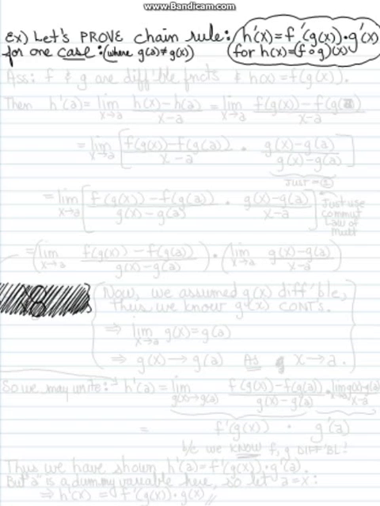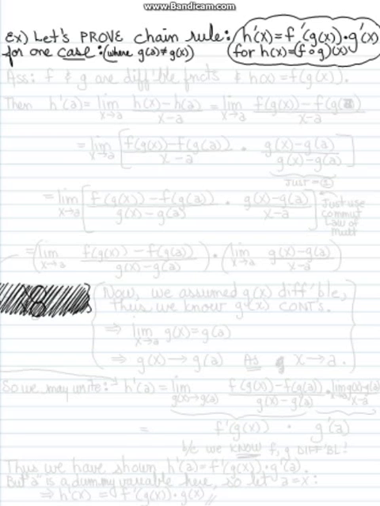Now let's prove the chain rule. It's actually really rather complicated to prove, so we're going to do it for one special case, which then will be extended in your text if you want to see the whole proof. But for this case, we'll just make the assumption that g of a is not the same as g of x.